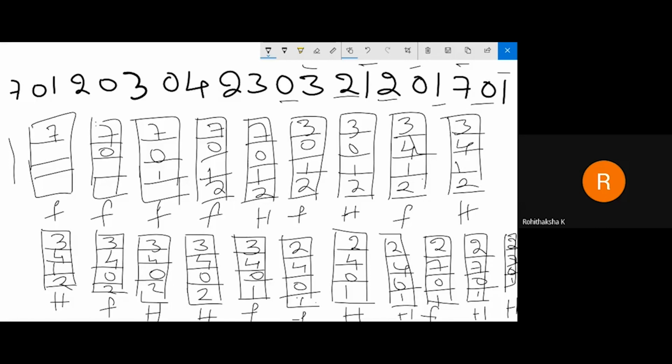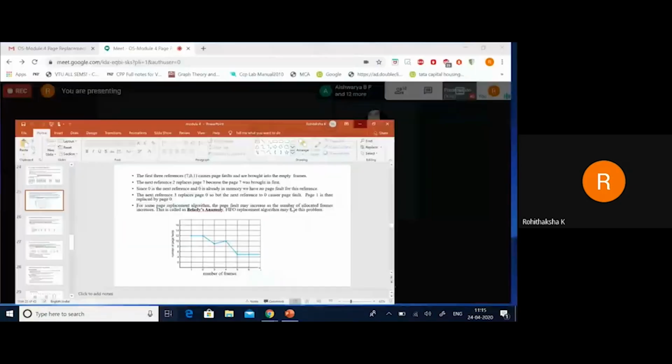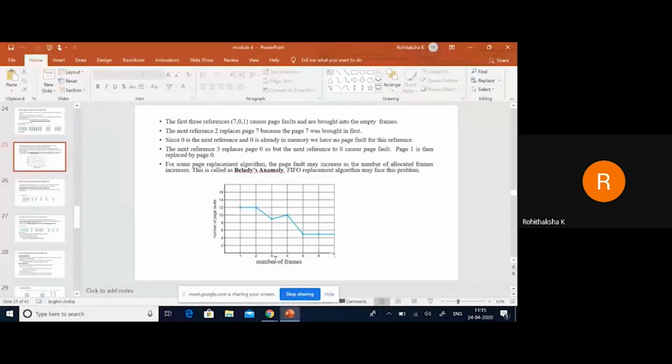So 1 2 3 4 5 6 7, 8 9 10. How many page faults occur? 10. But how many were there in the previous case? If you take this particular thing, say for example, if I go with 3 frames, the number of page faults was 9.